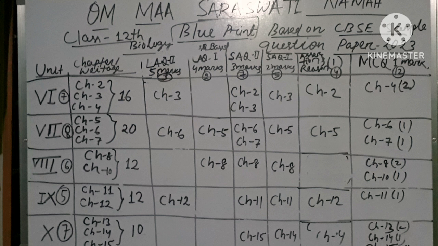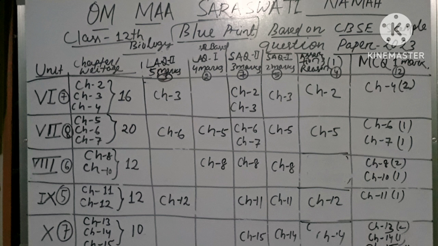Then the 2 mark questions. In your exam there will be 5 questions of 2 marks. They will come from chapter 3, chapter 5, chapter 8, chapter 11, and chapter 14. Okay, then the 1 mark questions, which total 16 marks. Section A is called the 16 marks section, but it has 2 parts. One is MCQ based, and another is assertion and reason based.